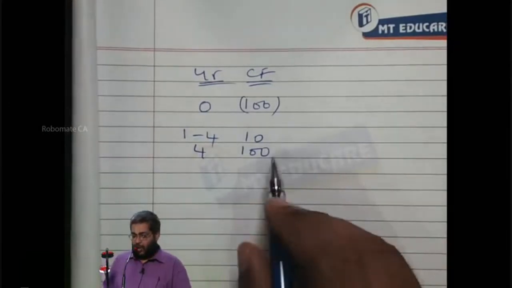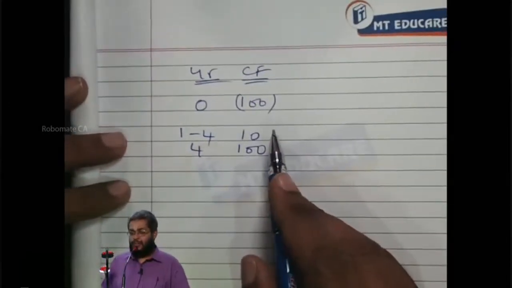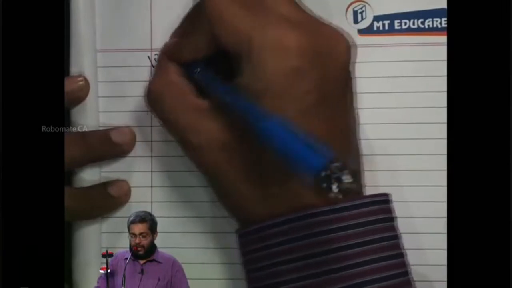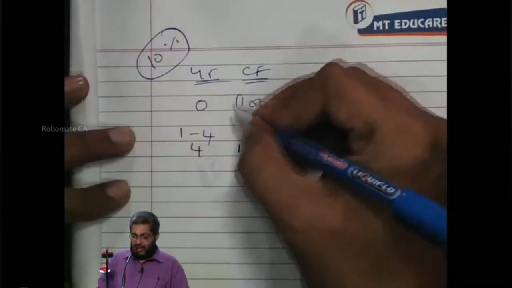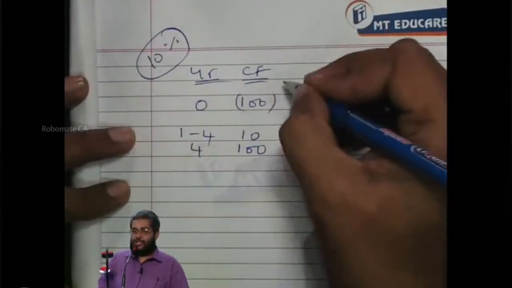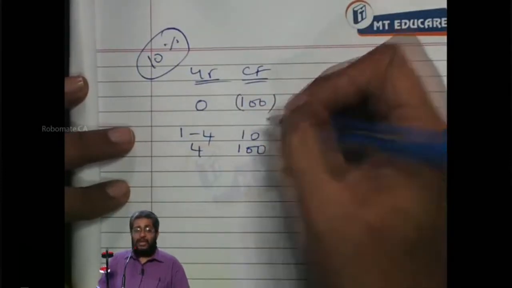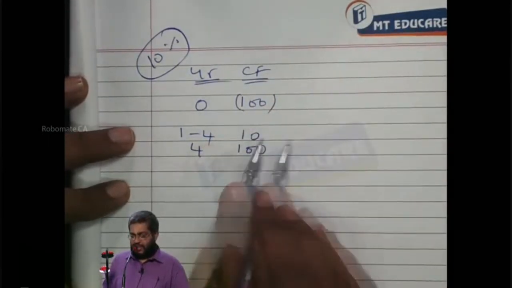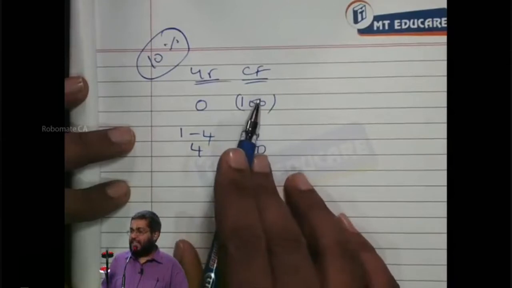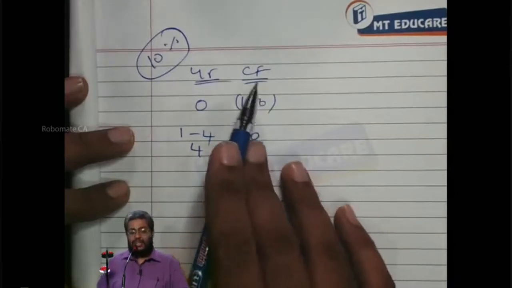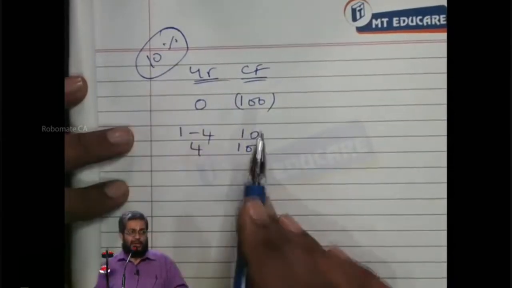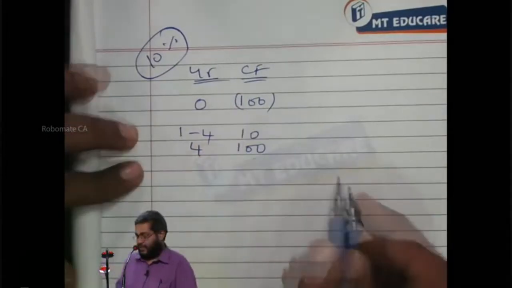Tell me, what is the YTM of this particular bond? 10%. Or the IRR of this particular cash flow structure is how much percent? 10%. We discount the 10 rupees and then the 100 rupees; I'll be getting the face value of 100 rupees. So the IRR is 10%. Everybody following or not? Now, next.